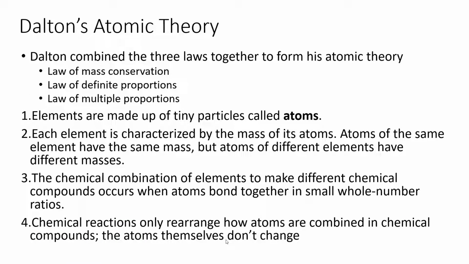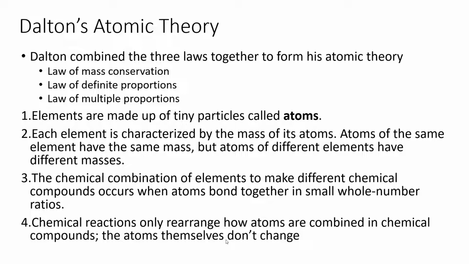So Dalton, after developing his law, took all of the information that had been proposed to that point and combined it to form Dalton's atomic theory. This is definitely the most important thing that we've covered thus far in our lectures, and you will need to know all 4 of these different components. Dalton combined the 3 laws together, the law of mass conservation, the law of definite proportions, and the law of multiple proportions, to form his atomic theory.